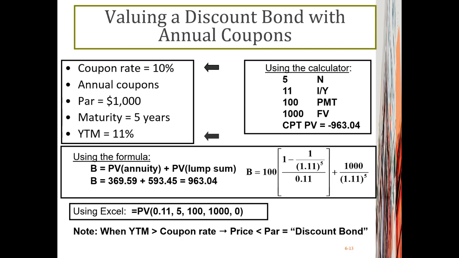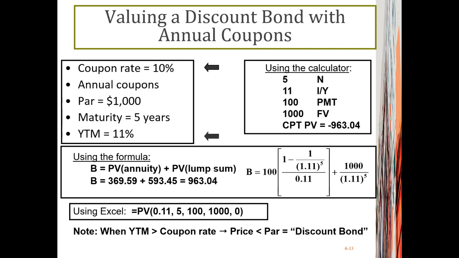So on your calculator, you need to enter those 4 variables. The first step is to press N followed by 5. Then you press I/Y and enter 11. Why 11, not 0.11? Because your calculator recognizes that 11 as 11%. The third one is PMT. You press PMT and enter 100. And the fourth key is FV, then you enter 1000.